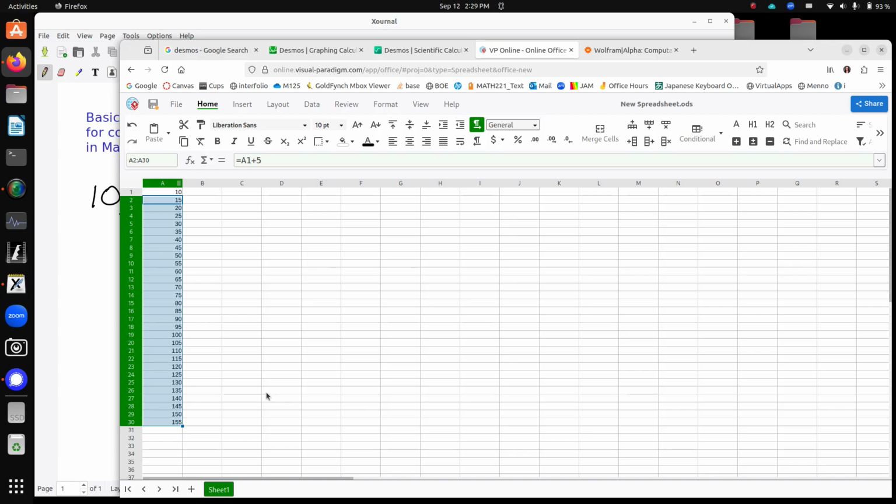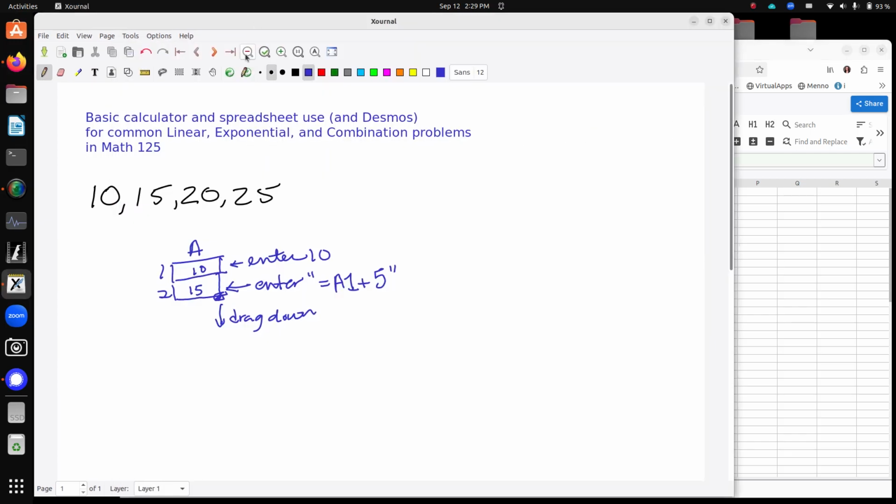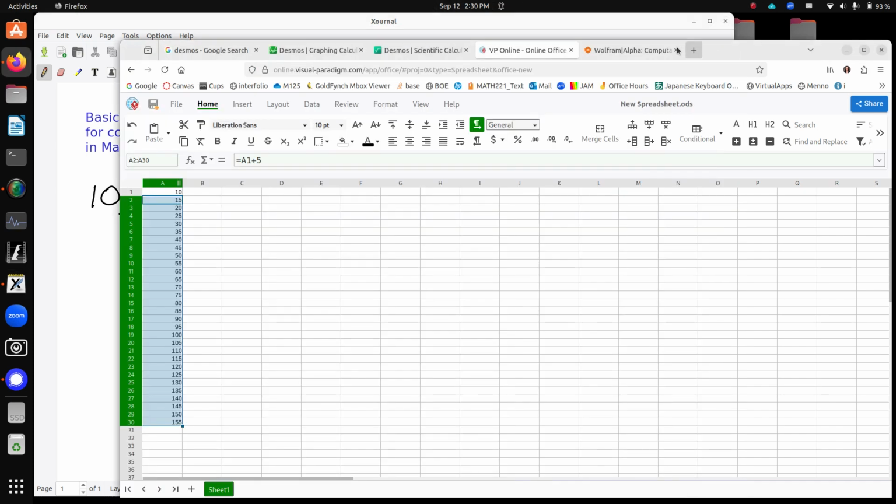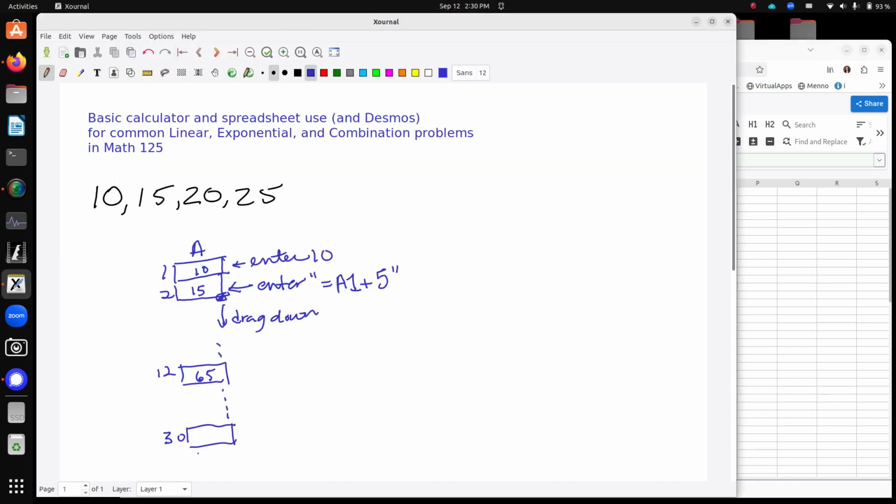Whatever the problem tells you, you can give me some waypoints every so often. So maybe you give me a waypoint at 12. Just say 12 is 65. And maybe the question had you go up to 30 for whatever reason. So put some dots or some arrows or something there so I know you dragged it. And then 30 is 155.